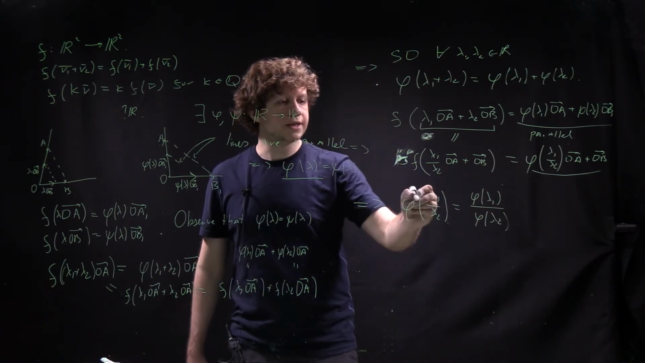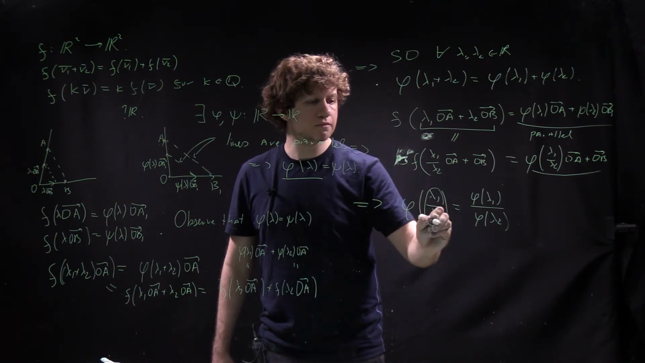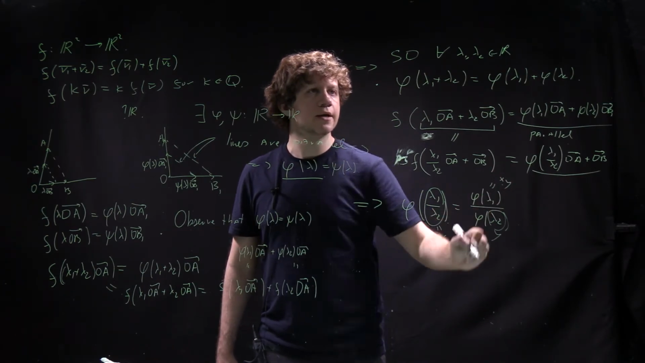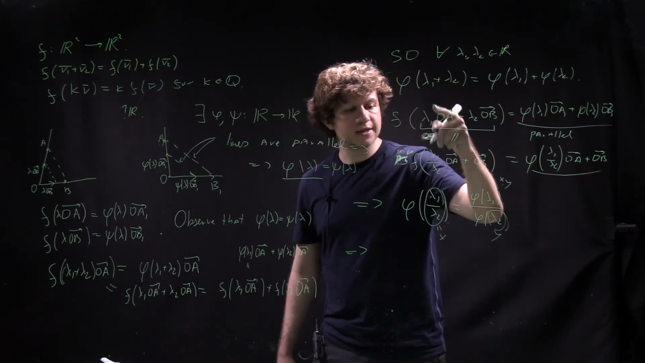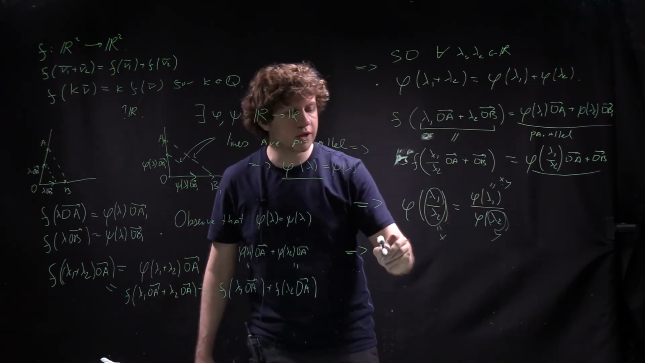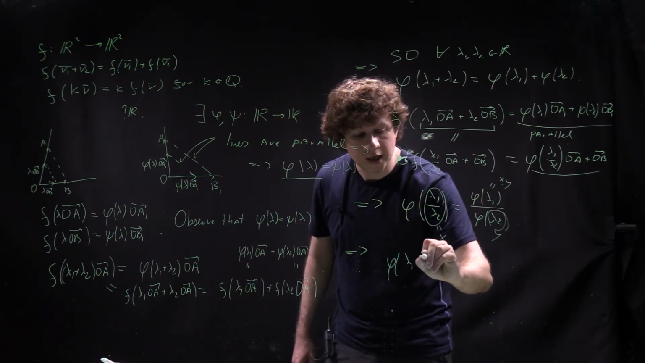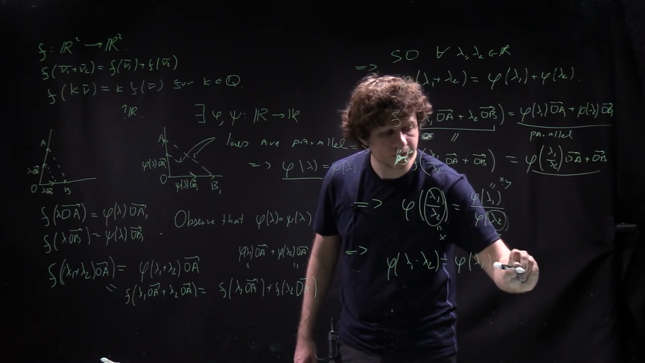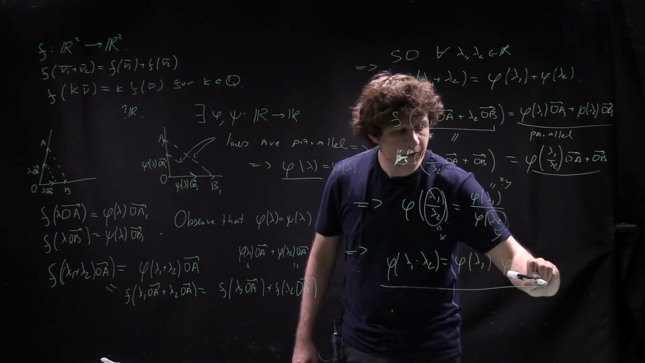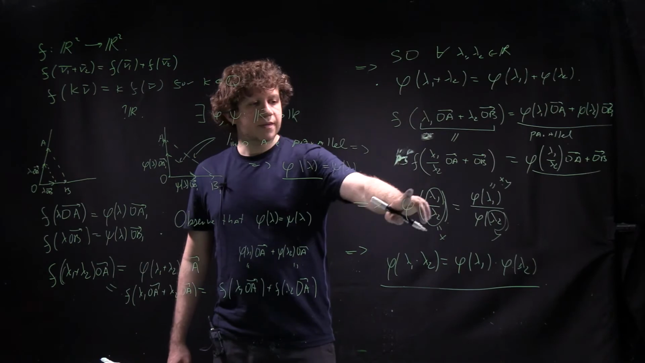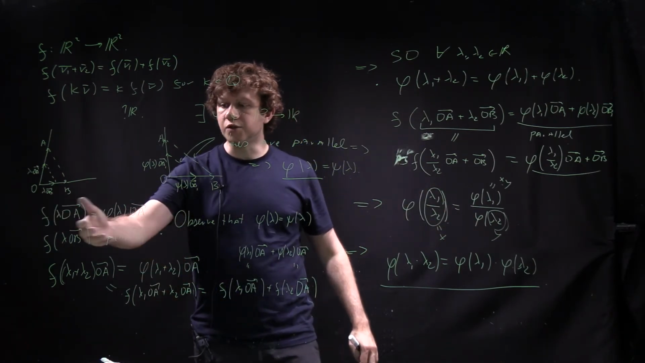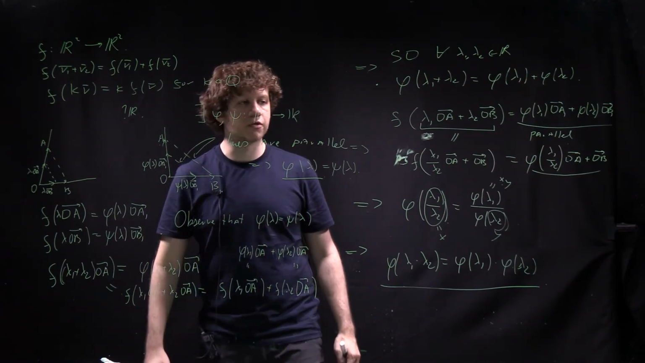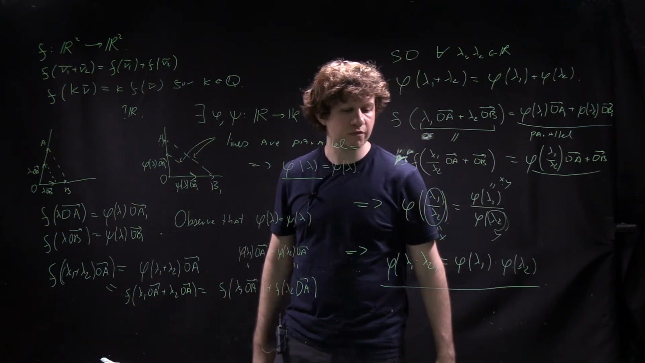And then one can just rewrite it with some x and some y, and this will be xy. So rewriting it as lambda 1, lambda 2, we deduce that phi of lambda 1 times lambda 2 equals phi of lambda 1 times phi of lambda 2. One should be slightly careful here with zeros and everything, but one can easily deduce that phi equals 0 only for the zero vector, from the fact that we have a bijective transformation.